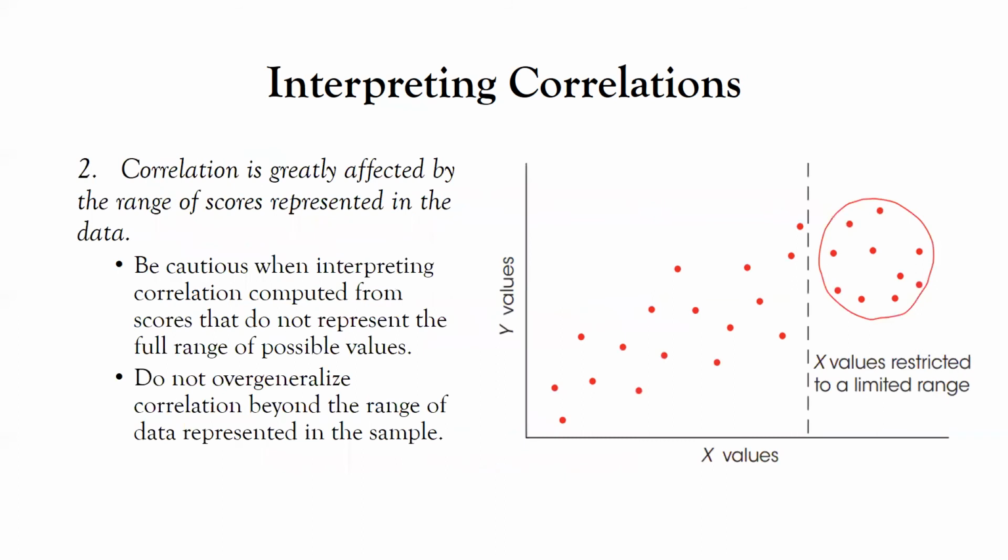Second, in interpreting correlations, let's be cautious because correlations are greatly affected by range restrictions, the range of scores represented in the data. As much as possible, when you're attempting to do correlational analysis, try to have the full range of possible values. So when you study a sample, make sure that the sample within the group varies.